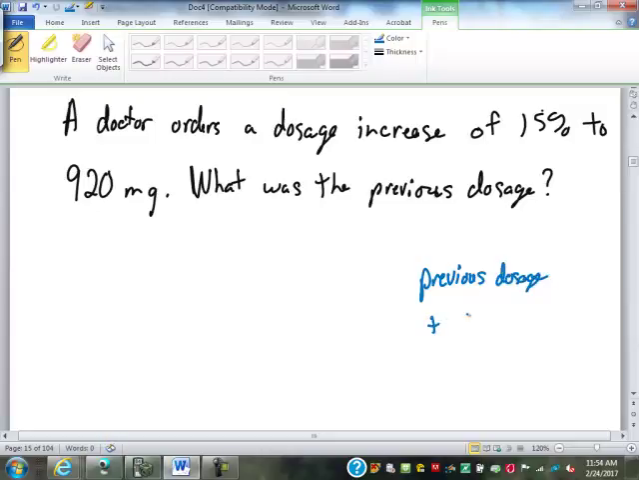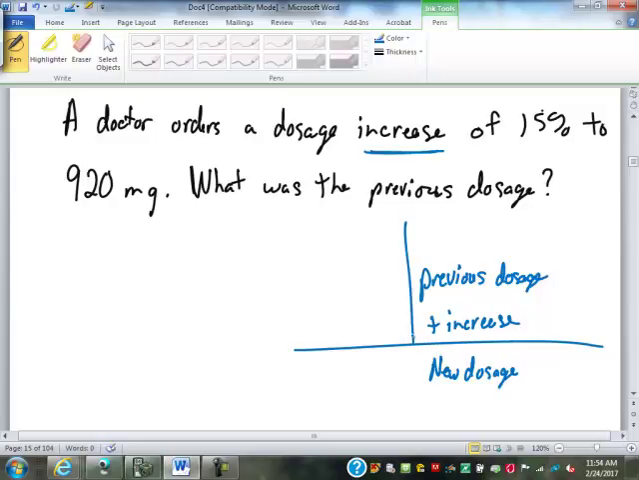And we added an increase. This is an increase, so we are adding here to get our current dose, or our new dose, whatever we want to call it. As we've mentioned before, in these percent problems, every item in that problem is described by a percent and by another number. In this case, it's going to be milligrams over here.